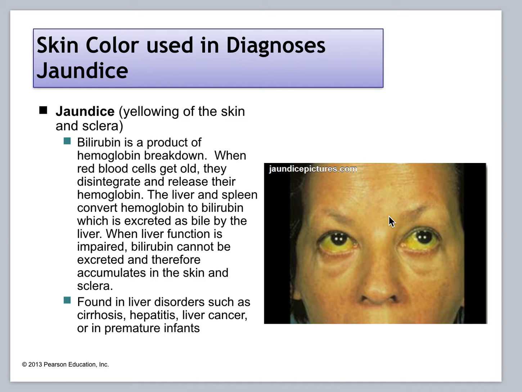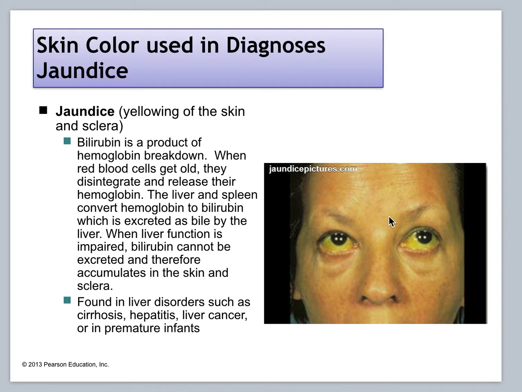Bilirubin is a product of hemoglobin breakdown. Hemoglobin is in the blood. When red blood cells get old and they die, they disintegrate, they release their hemoglobin. The liver and the spleen convert the hemoglobin to bilirubin, which is then excreted as bile by the liver. If the liver function is impaired, the bilirubin cannot be excreted and therefore accumulates in the skin and the sclera. So when bilirubin is present, it causes this yellowing of the skin called jaundice.